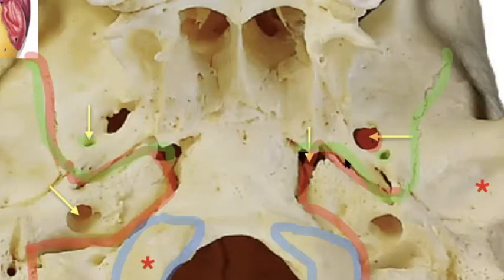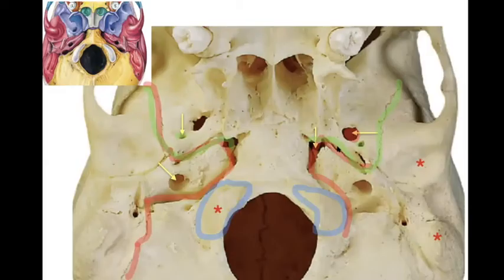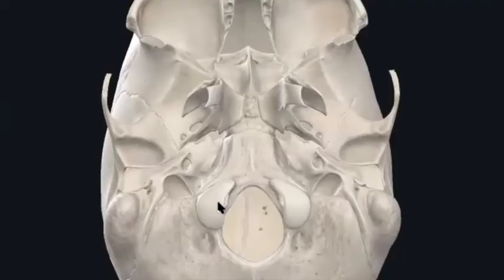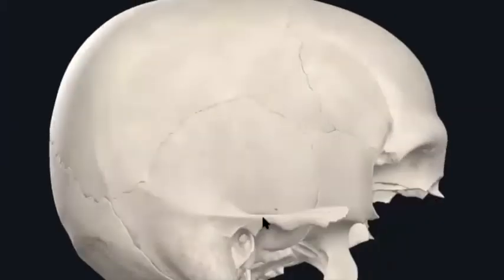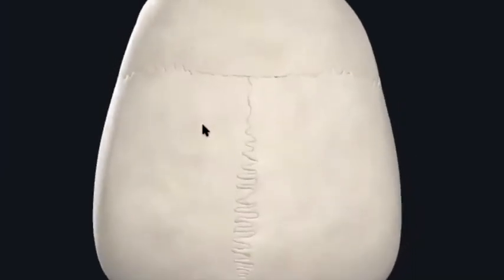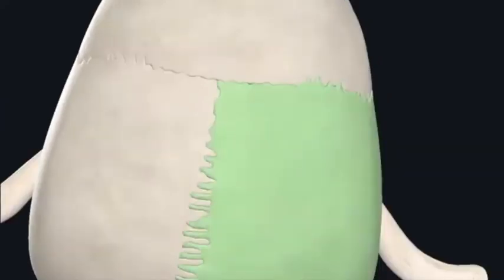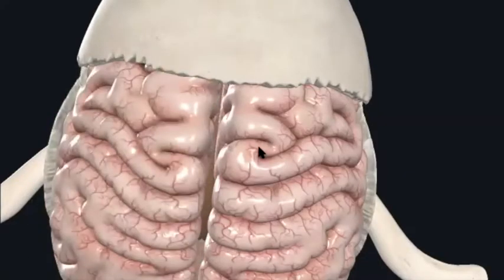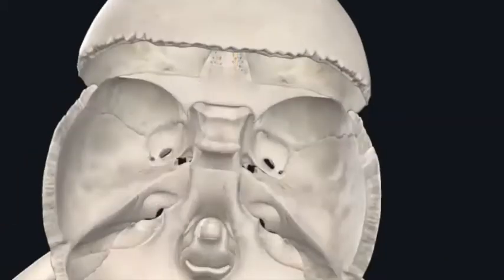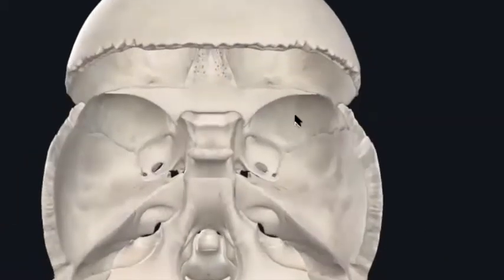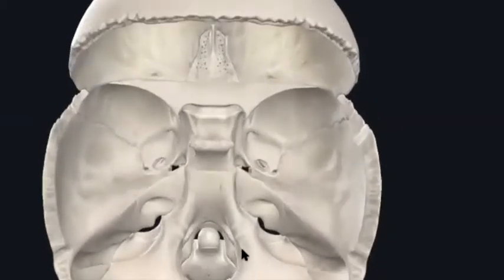The little holes right there. So that is the inferior view of the skull. And the next thing we're going to do here is flip this guy around, and we're going to open up this skull right over here and remove the top part of the skull to look inside the brain, to look at all the features of the internal skull from this superior view.